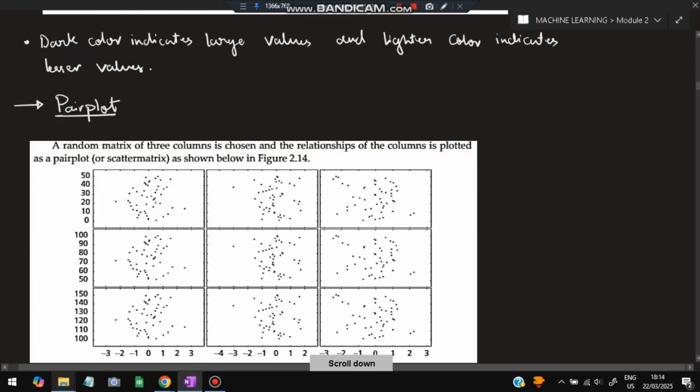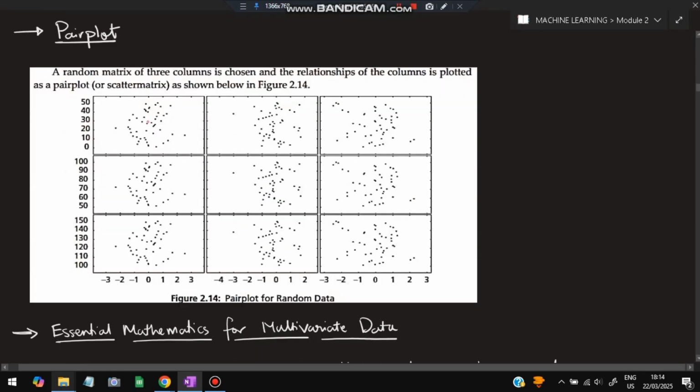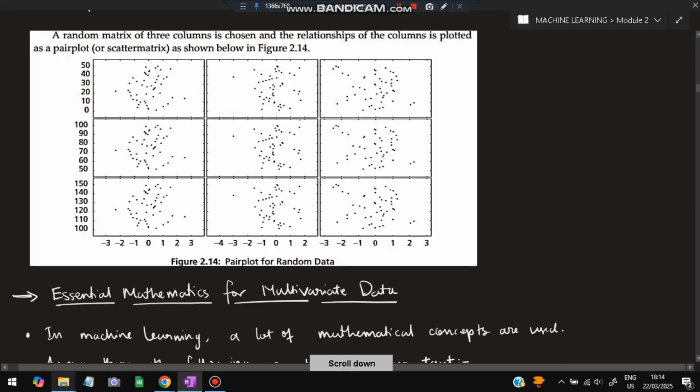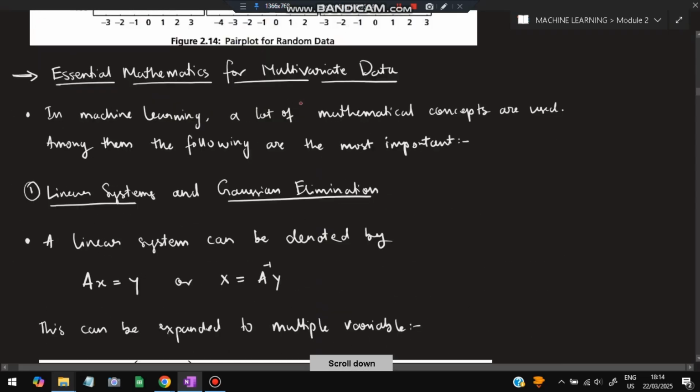And the next one is the pair plot. In a pair plot also we get to know how dense it is, and in which place there is more data. There we get to know where more correlation is. So those are the graphs used for multivariate data.